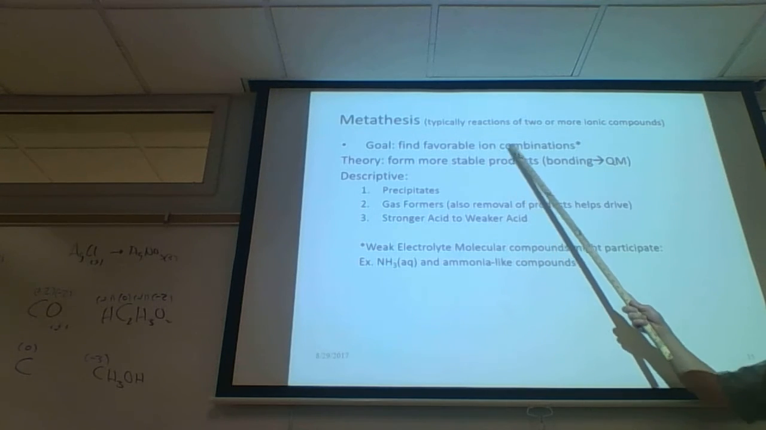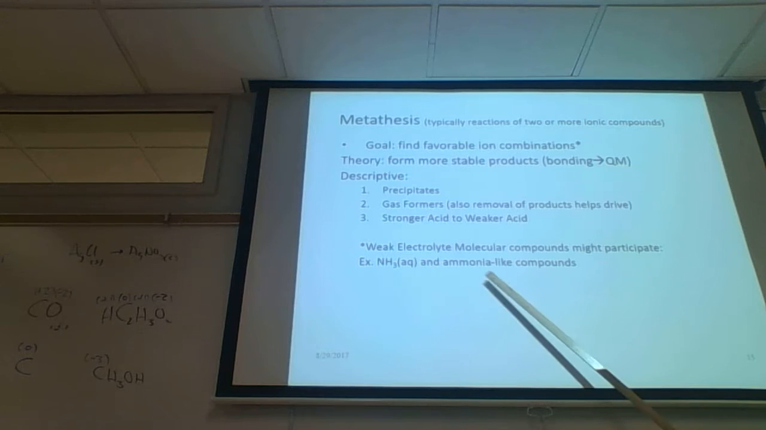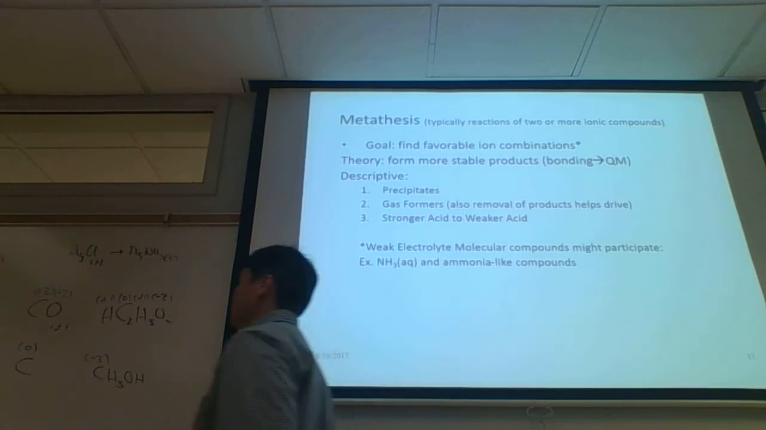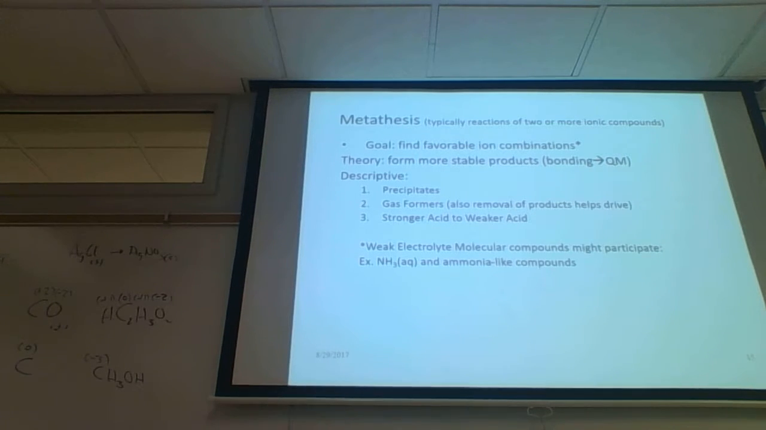And so weak electrolytes or molecular compounds might participate. It doesn't have to be ion combinations. For example, ammonia and ammonia-like compounds called the amines are considered metathesis type reactions. We'll look at some examples here.